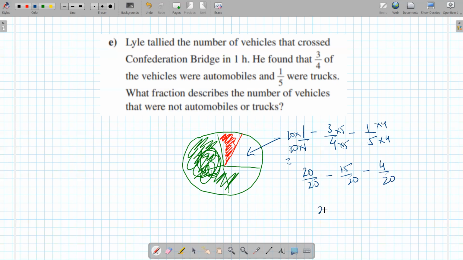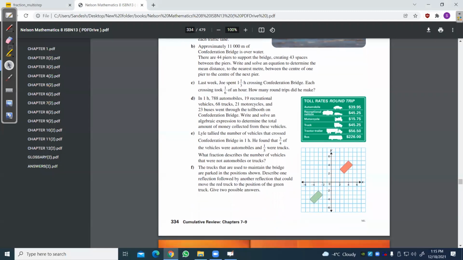So we do 20 minus 19/20. So this gives us 1/20. And that's the answer. Does that make sense? So take it away from 1.